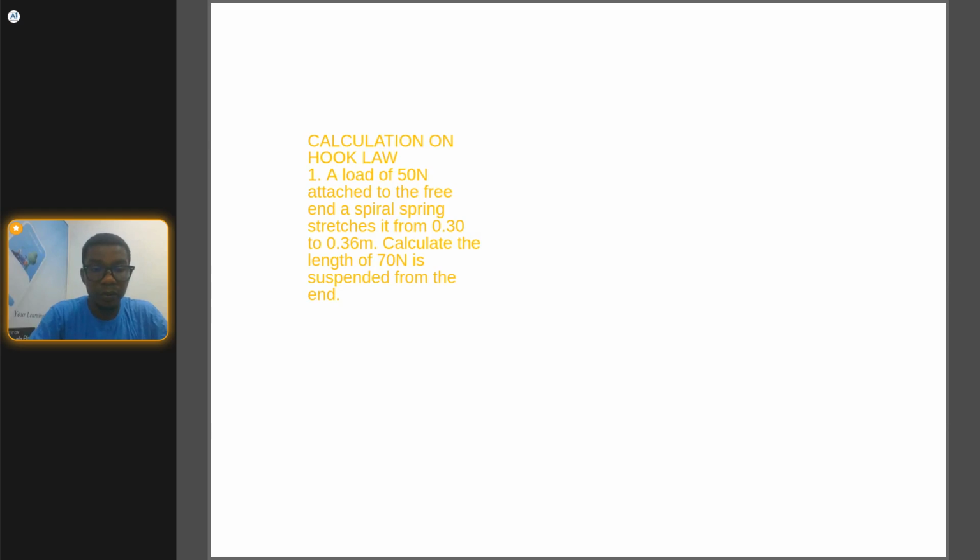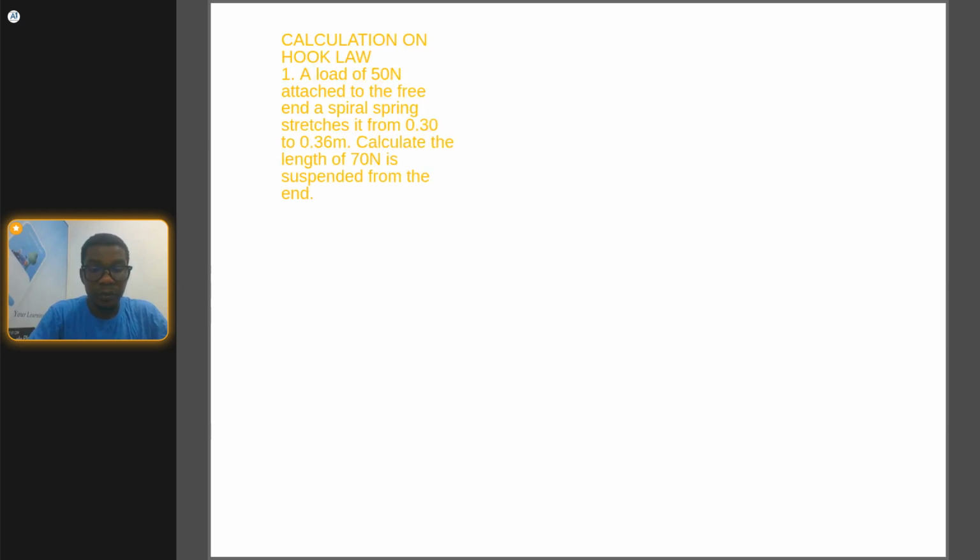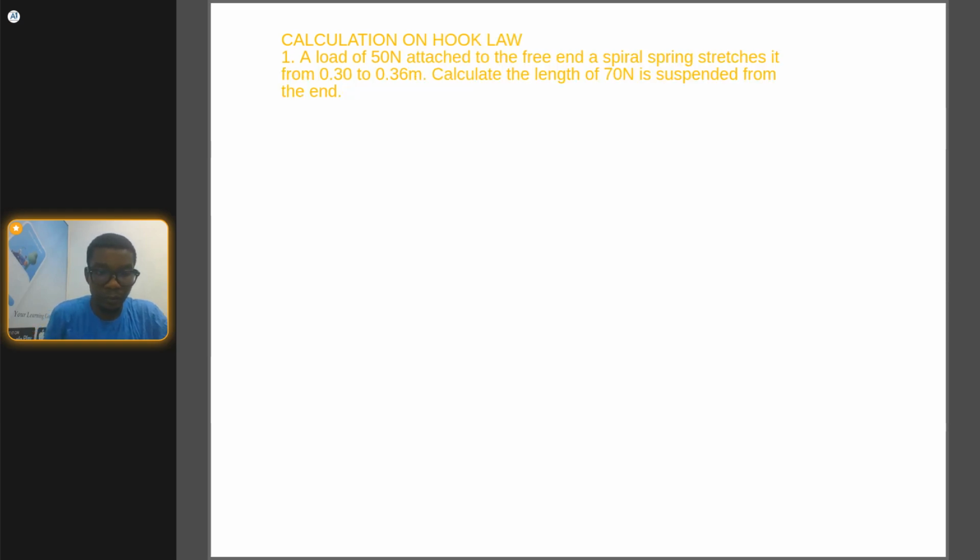Permit me to wipe the board. Solving a question under Hooke's law. Calculation on Hooke's law.